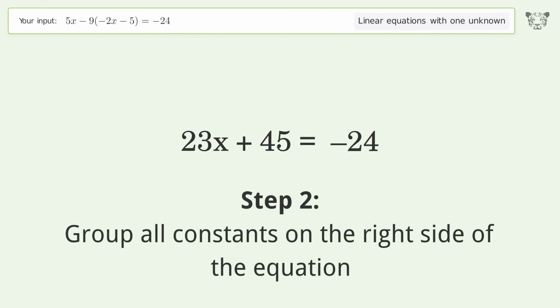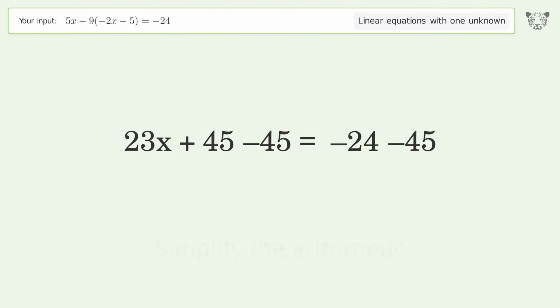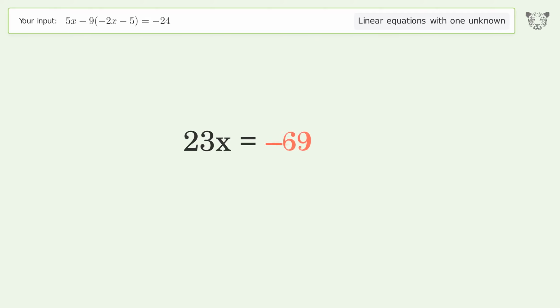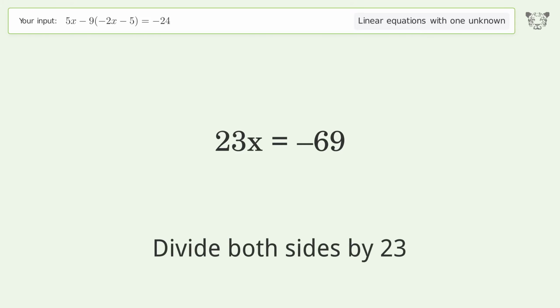Group all constants on the right side of the equation. Subtract 45 from both sides. Simplify the arithmetic. Isolate the x. Divide both sides by 23.